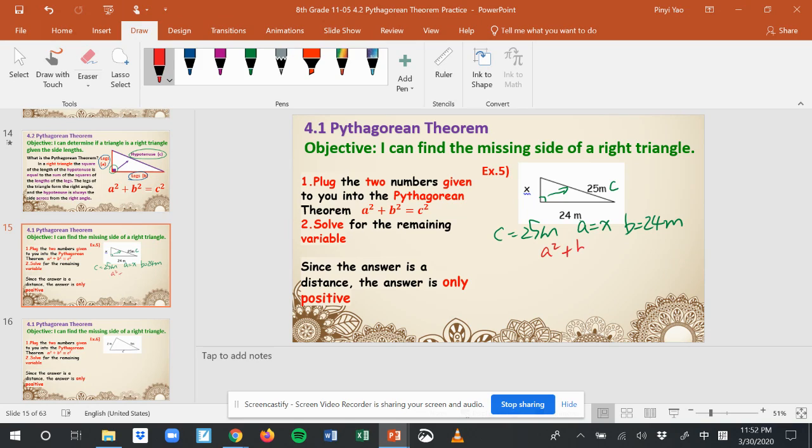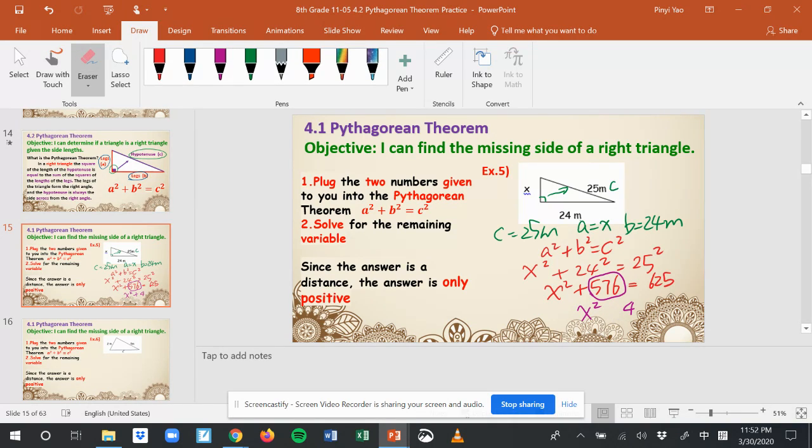So A squared plus B squared equals C squared. We just need to plug everything in. So we got A is our X squared, B is 24, so 24 squared, C is 25, so 25 squared. Then we're just gonna calculate it out. X squared plus 24 squared is 576, and 25 squared is 625. And we subtract the 576 from both sides, we would get X squared equals 49. Not plus, that should be equal.